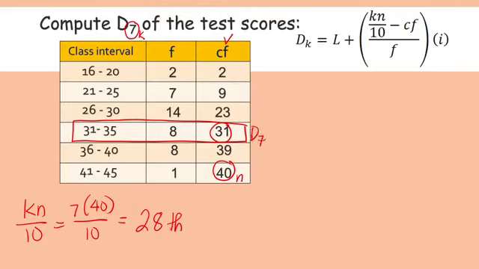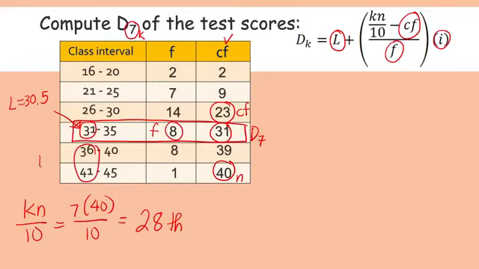Now let's identify the following. Let's start with L. What is the value of L? 30.5. 31 minus 0.5, you'll get 30.5 for the lower boundary. What about the CF? 23 is the CF. What about the F? 8 is the value of F. What about the I? 5. Subtracting the 2, you'll get 5 for that.